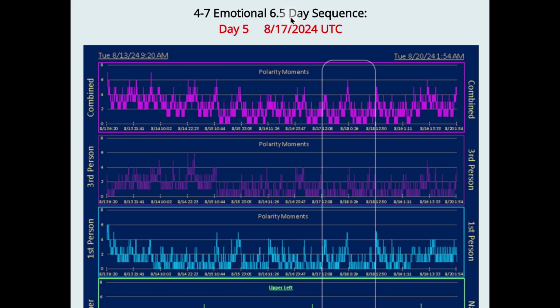We're in the 4-7 emotional 6.5 day sequence. We're going to talk about day five. Day five is right here in this white rectangle. Now, we always start out by talking about the unseen pattern of polarity moment. When we broke this mathematical construct, what it allowed us to do is map out this electromagnetic pattern.